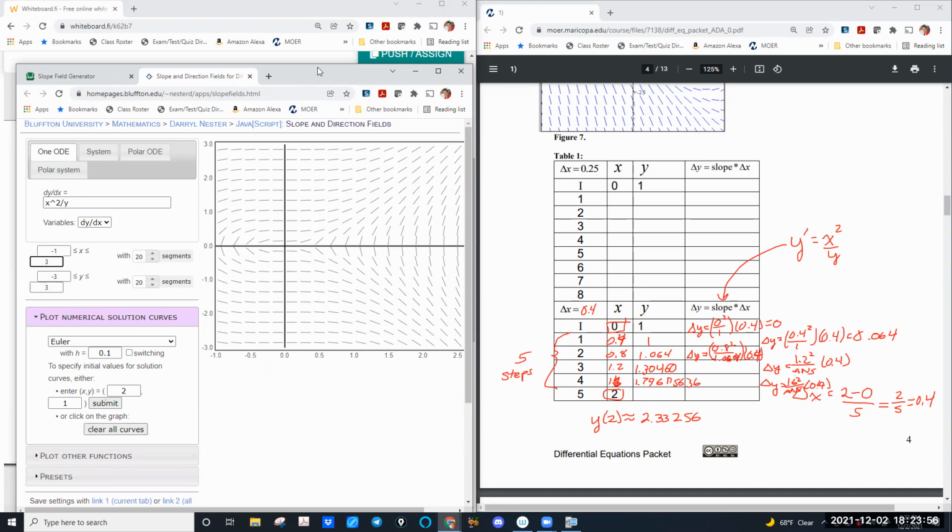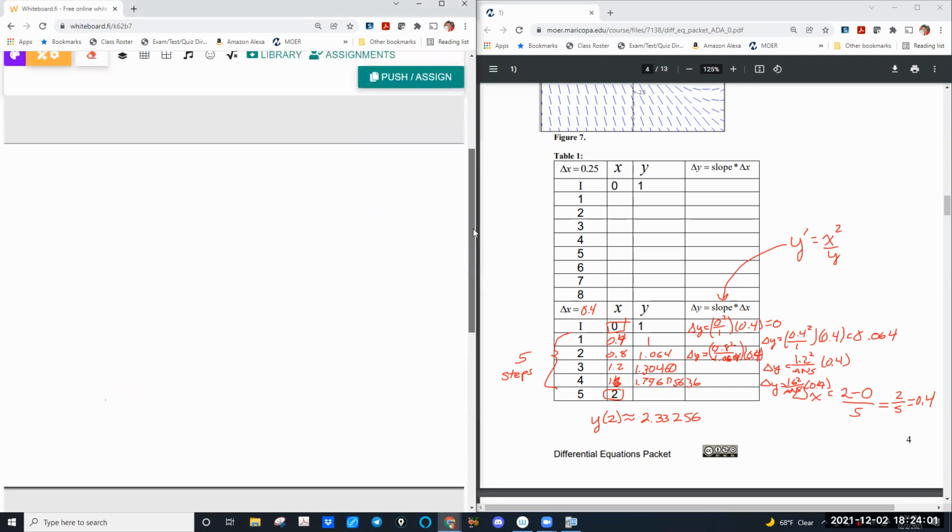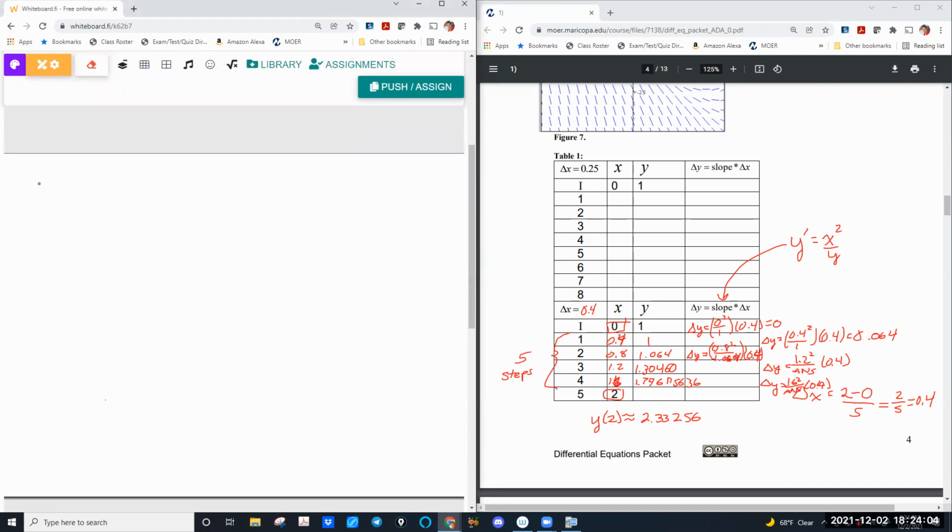Now, let's find the actual value. We're going to do the separation of variables like we just did, except for this differential equation: dy/dx equals x squared over y. Our initial condition was that it goes through (0, 1). That's what we use to find the constant. First thing we do is separate the variables. We put the y over here and the dx over here, which gets our variables separated. So we have y dy equals x squared dx.